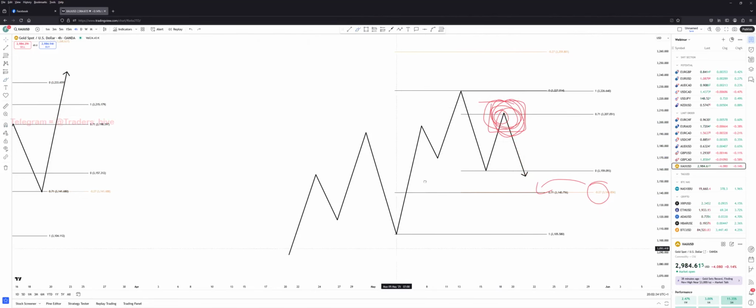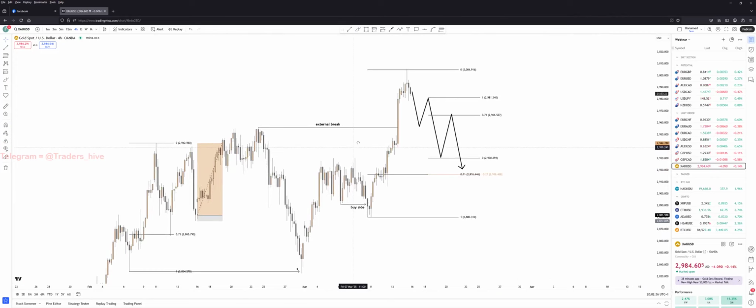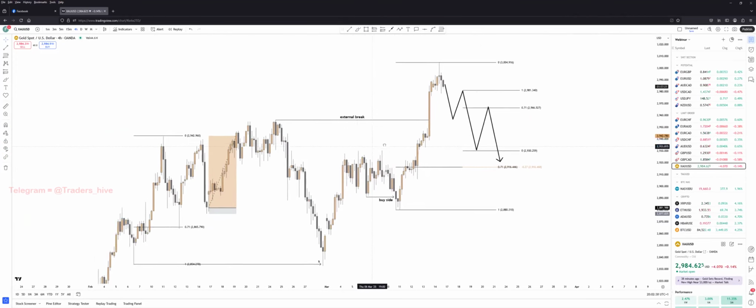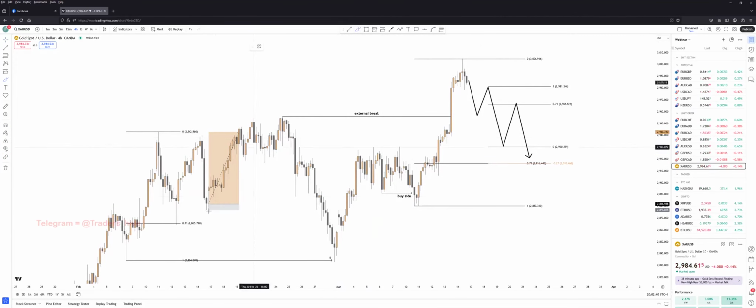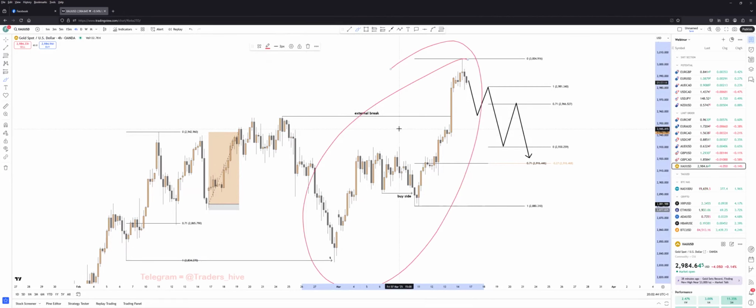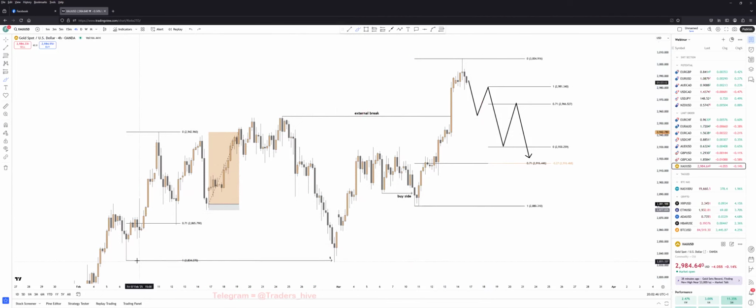But let's just see a live example of this on the recent gold price action that we have here. So on gold, we have a nice bullish structure. Let's just focus on the last recent leg right here, where we had a sweep of the previous low point, and from this low point, price is coming up to this high point.